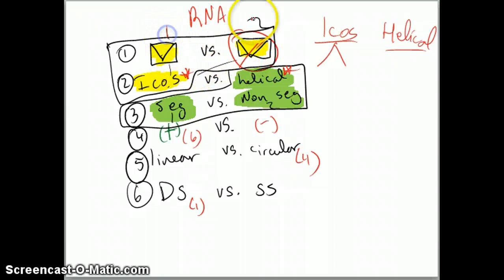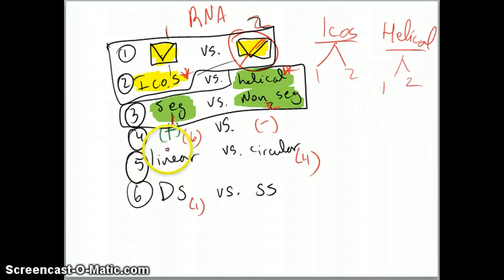And so then I'll give you your first group and your second group of icosahedrals. Then you're going to go to helicals and break them up whether they're segmented or non-segmented. Then that'll give you your first and second groups of that. And so if you do that, you will have 4 groups, and that will be all of your RNA viruses.